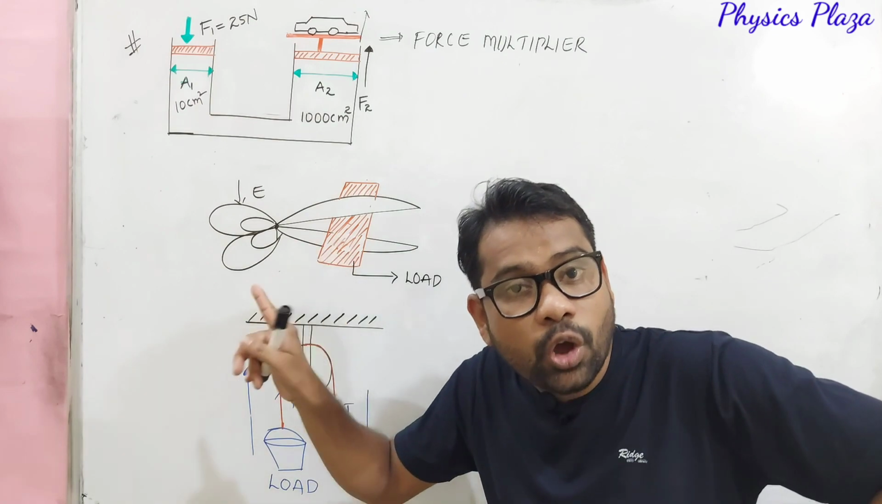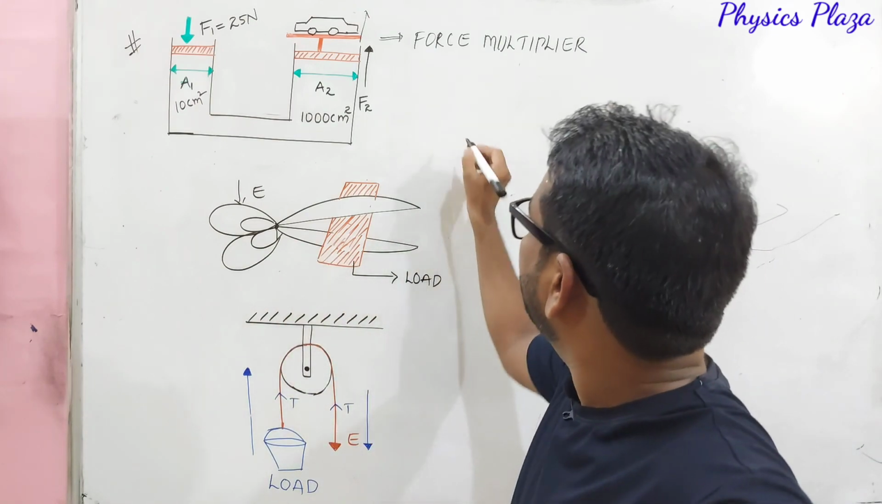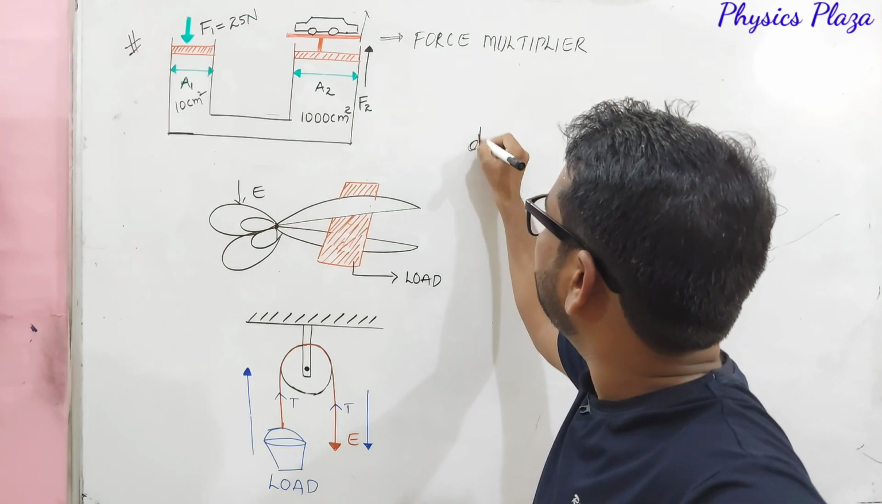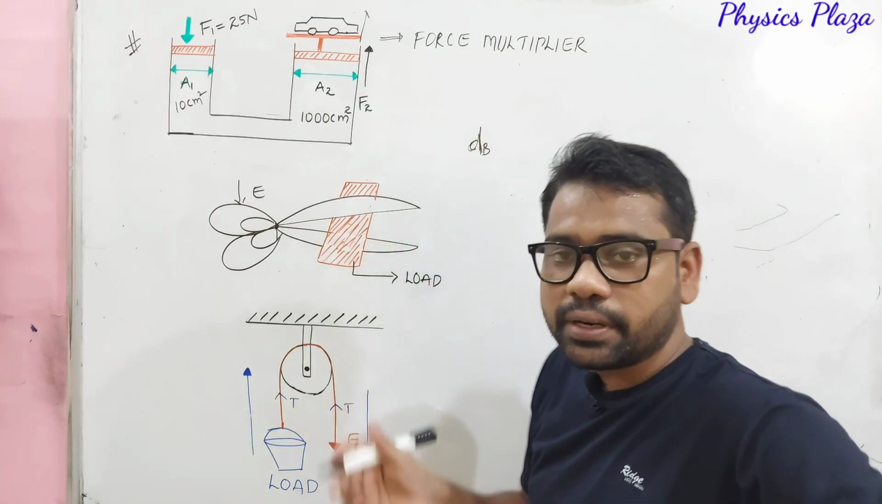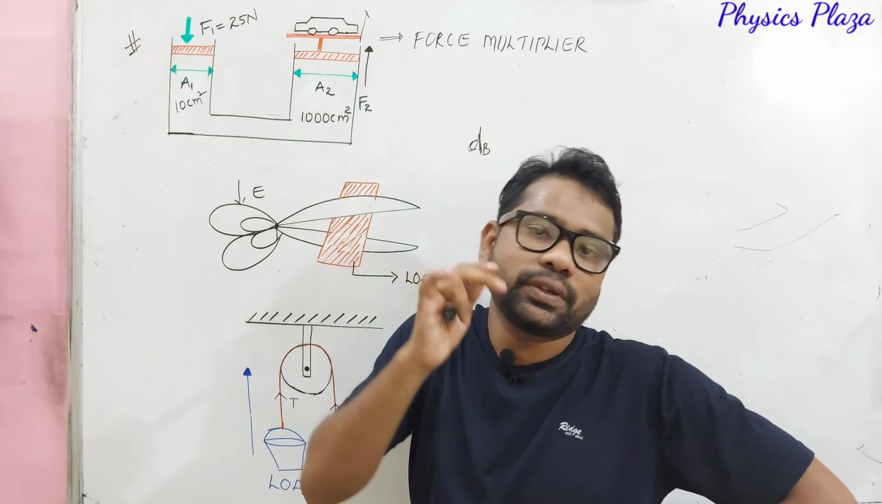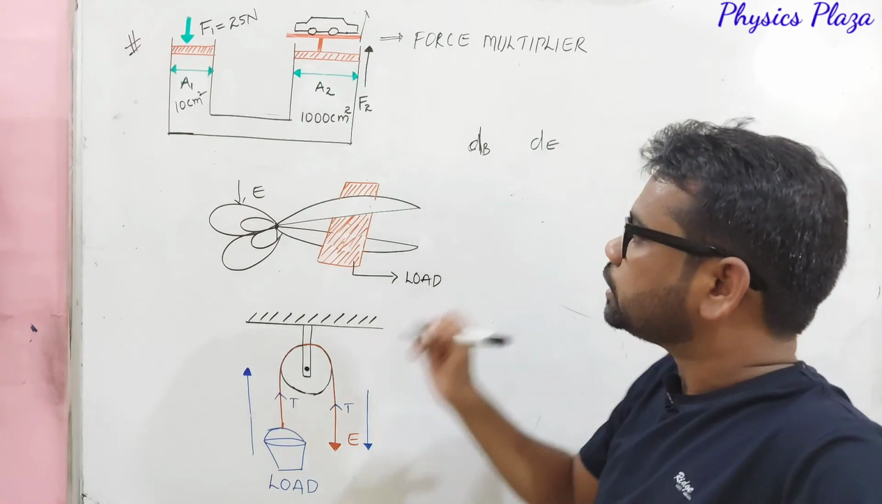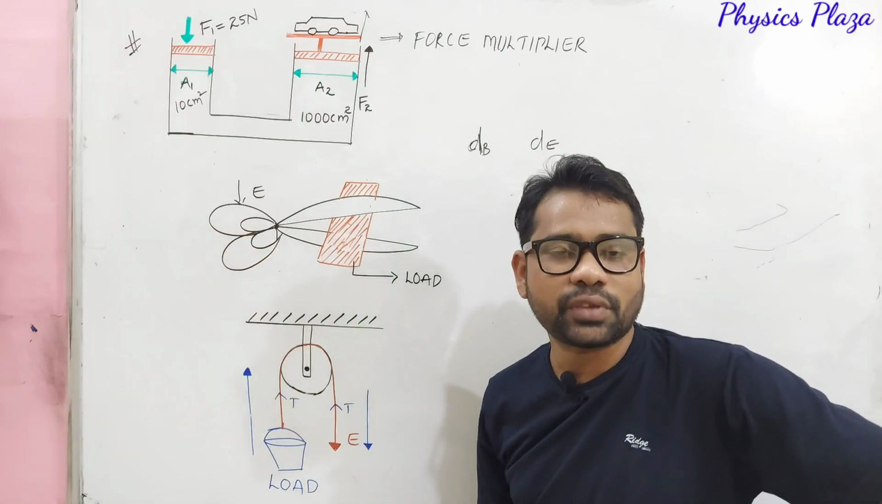Blades will move longer than effort. Let us say here dB is the displacement of the blades, which can move on the cloth. Let us say here dE is the displacement of the handle, that is the effort here, if you can see.